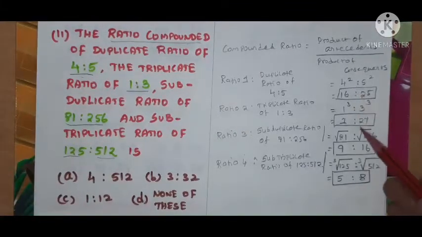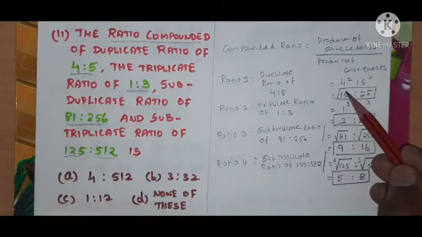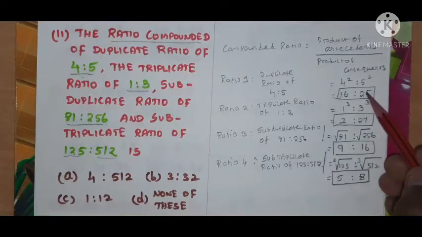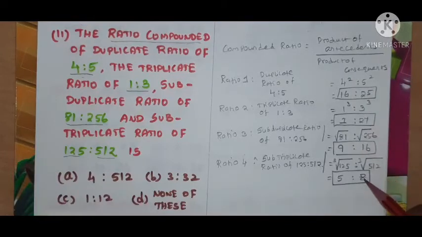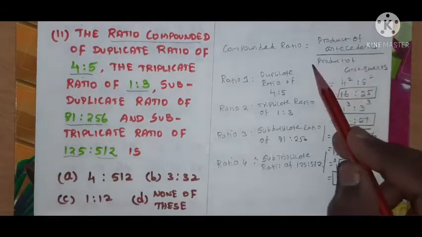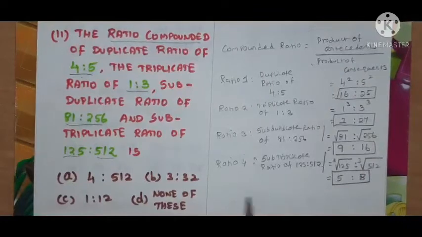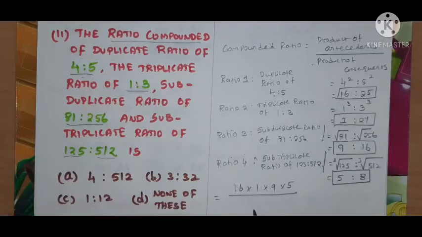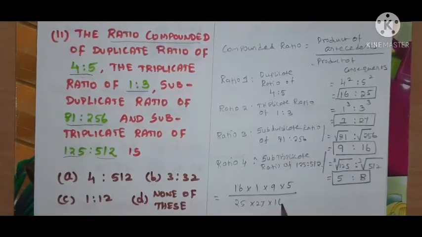Now we have 4 direct ratios where antecedents are 16, 1, 9 and 5, where consequents are 25, 27, 16 and 8. So substitute these values in the formula. So we'll get the compounded ratio. Antecedents are 16 into 1 into 9 into 5 divided by consequents 25 into 27 into 16 into 8.